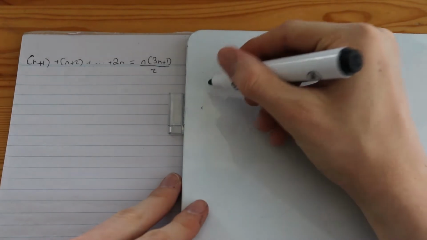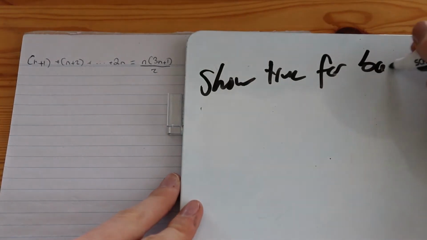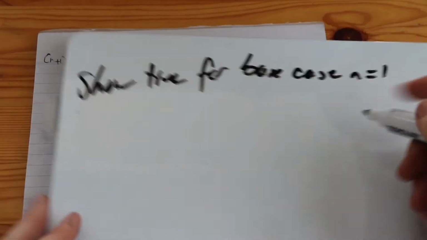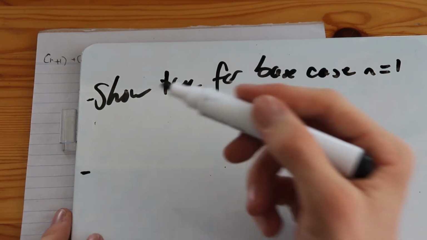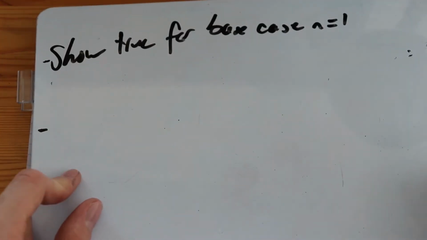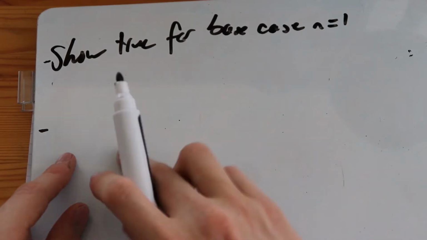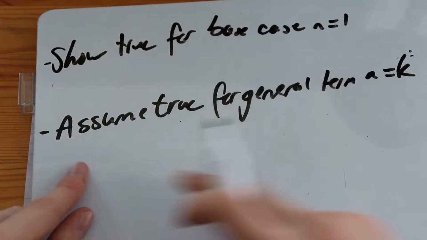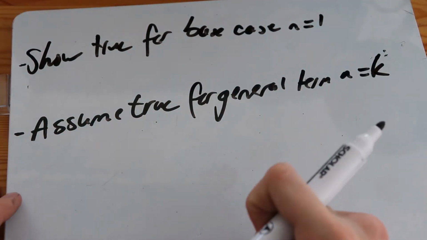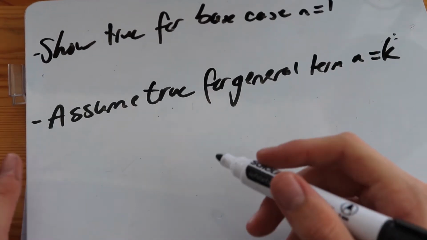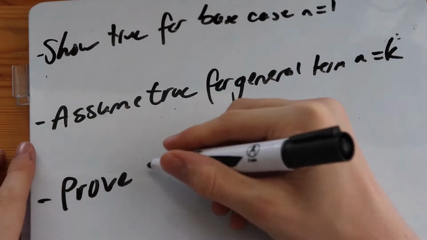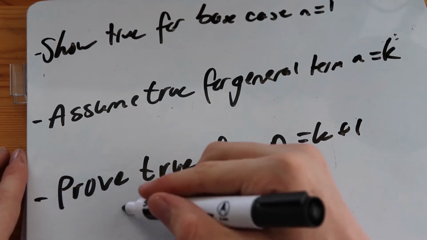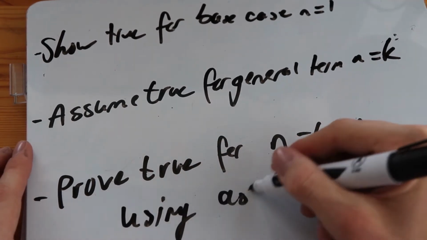So we're going to show that it's true for base case n equals 1. That's our first step. Then after that, we're going to assume that our statement is true for some general term n equals k. The reason that we're assuming this is true is because what that allows us to do in the next step is something very cool. Then we're going to prove that it's true for n equals k plus 1 using this assumption.